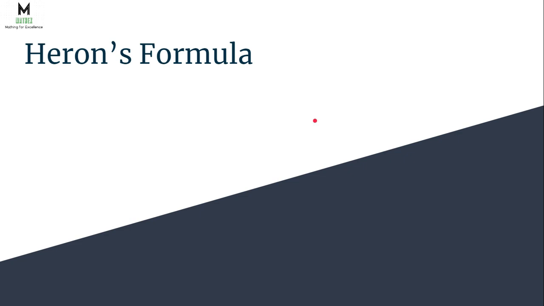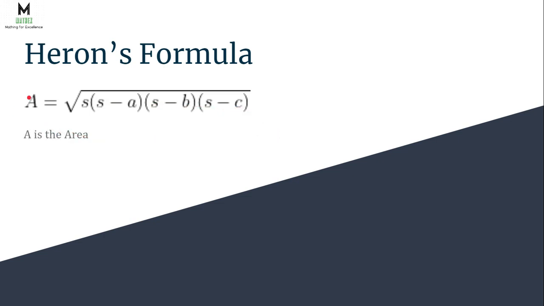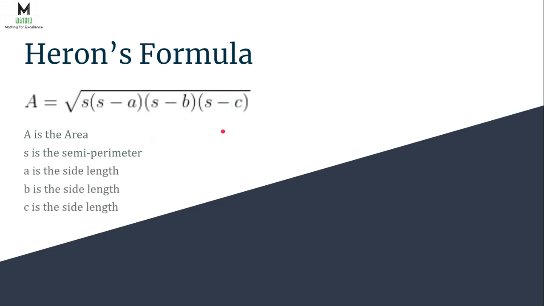different ways to find the area of a triangle. Today we'll be going over Heron's formula and seeing how we can use it to find the area of a triangle. Heron's formula states the area of any triangle is the square root of s times s minus a times s minus b times s minus c, where A of course is the area, s is the semi-perimeter, so half of the total perimeter, a is a side length, b is a side length, and c is a side length.